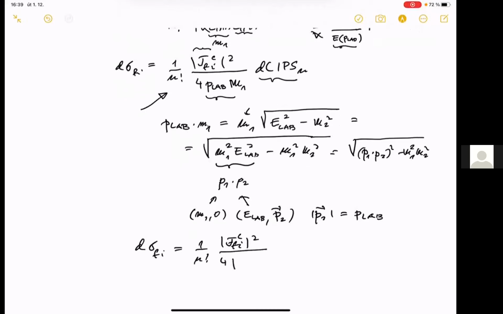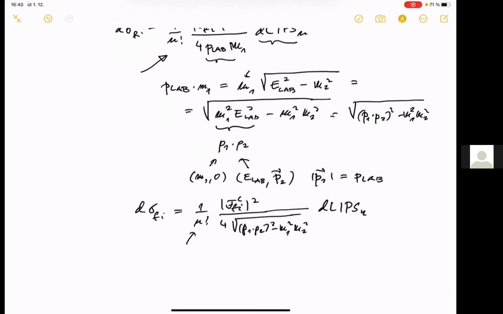over 4 times this square root of (P1·P2) squared minus m1 squared m2 squared, times the Lorentz invariant phase space corresponding to n particles. Again, provided there is more than one type of particle, this 1 over n factorial should be replaced by the product of 1 over n_alpha factorial for each type of particle in the final state. Okay, so we have run out of time, so I will finish here.